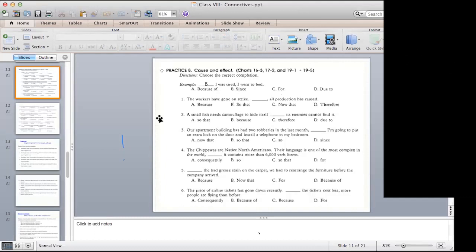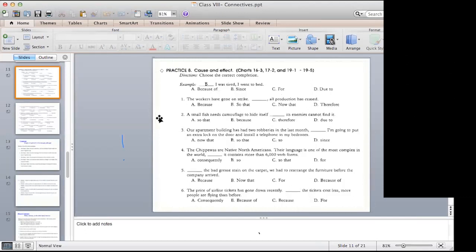The Chippewas are native North Americans. Their language is one of the most complex in the world. So that? No. So we are going to use here for. Now maybe this is the first time you're going to understand that we can also use for before a sentence. We can actually use for, a preposition, before a sentence. Now it becomes a conjunction. It's no more a preposition.